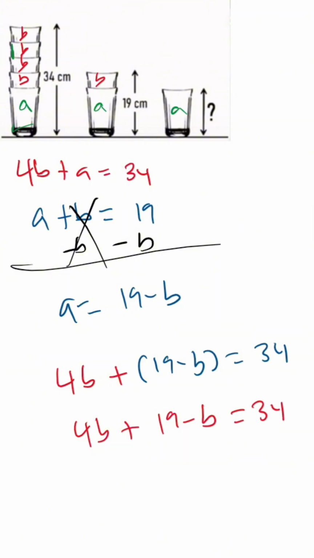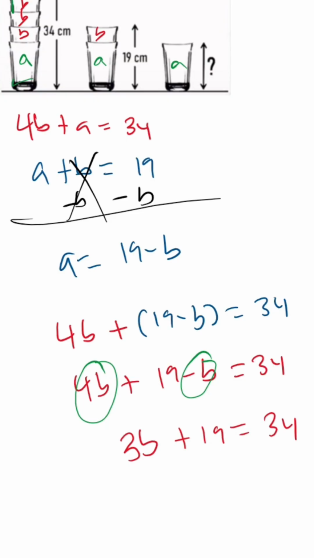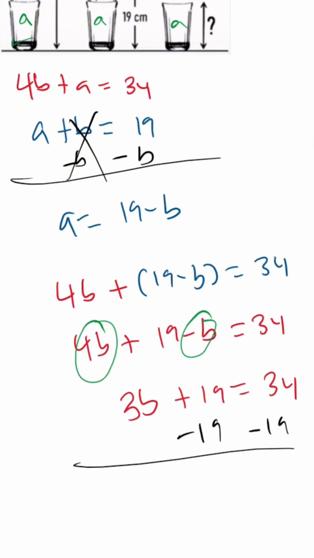I'm going to collect like terms. I have a 4B over here and a minus B over here. When I put those together, it's going to be a positive 3B plus 19 equals 34. Now I need to get 19 on the other side, so I'm going to subtract 19 on both sides. When I do that, I'm going to get 3B is equal to 34 minus 19, which should give me 15.